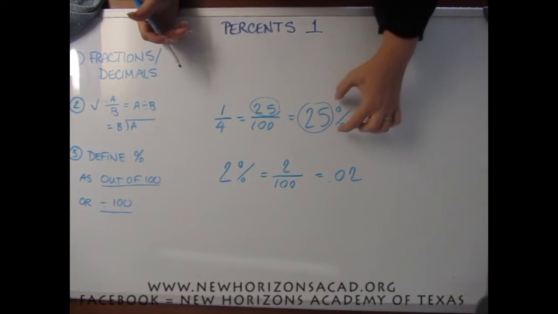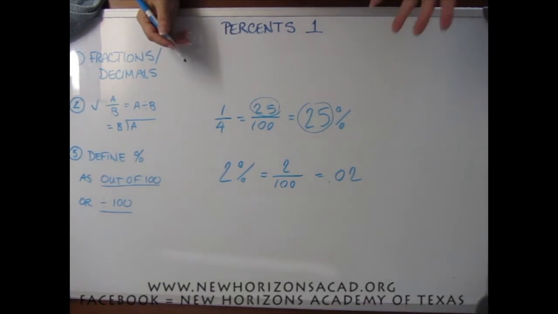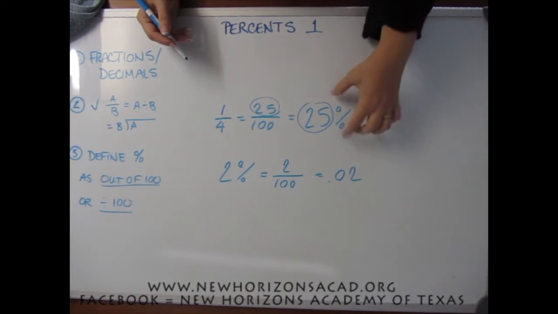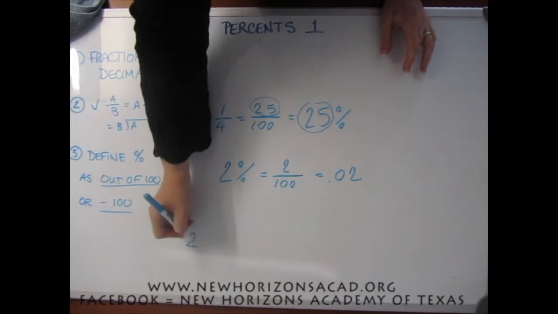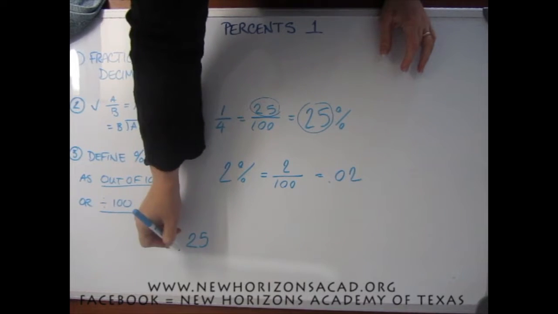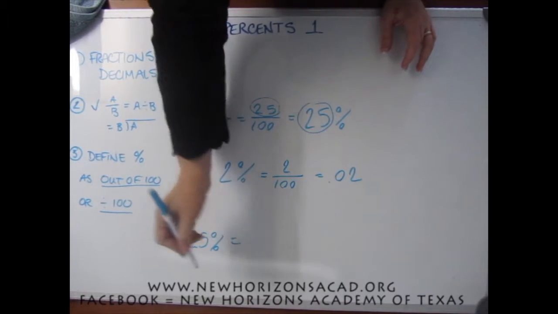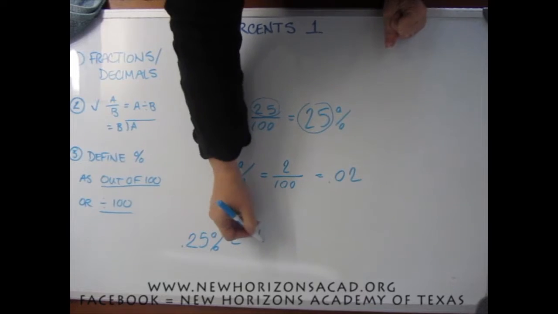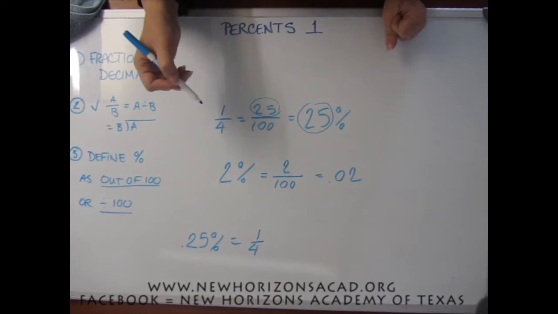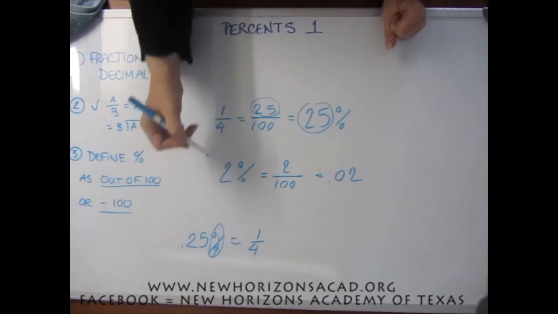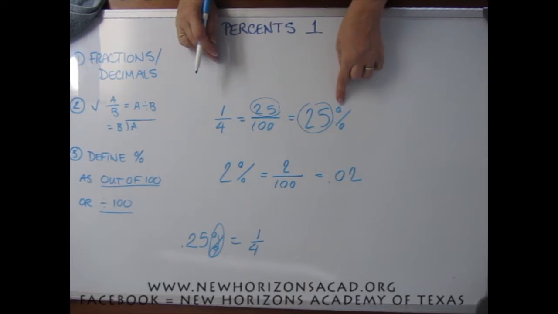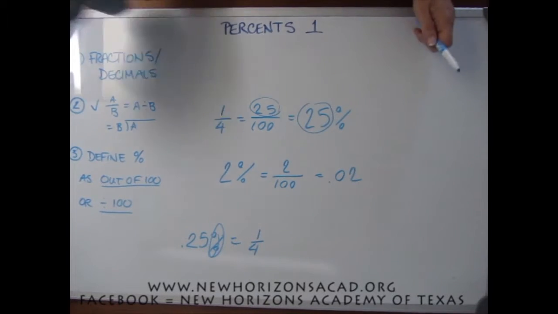Too many students, I find, have this little symbol here and it has no meaning. It's 25%. It has no meaning. They'll actually do things like write 0.25% as a fraction, and they'll say a quarter, because there's no meaning here. So you have to get this meaning of percent means divided by 100.